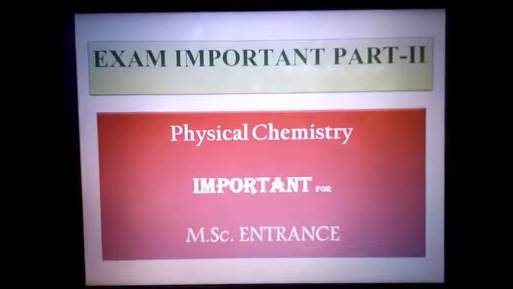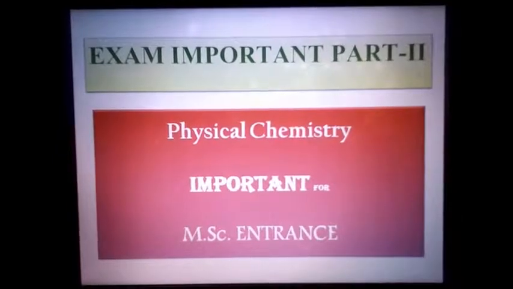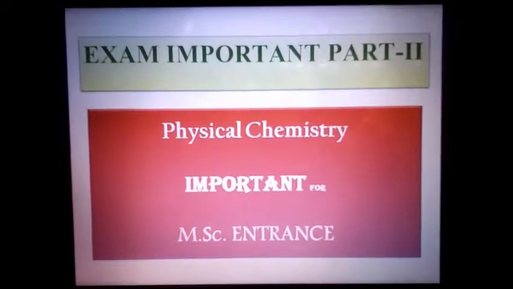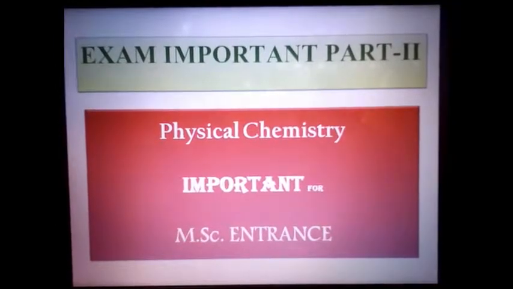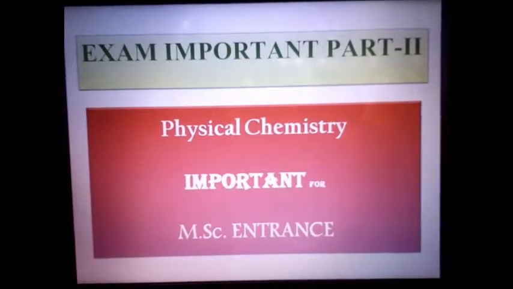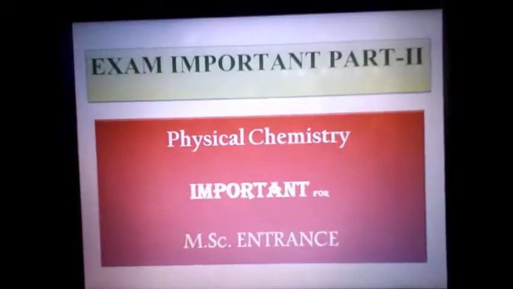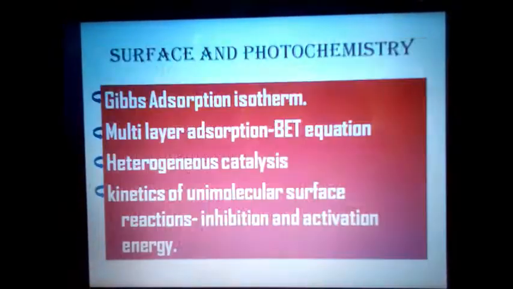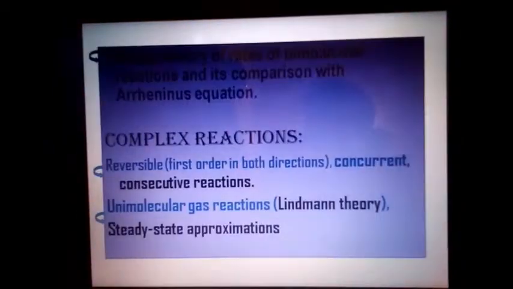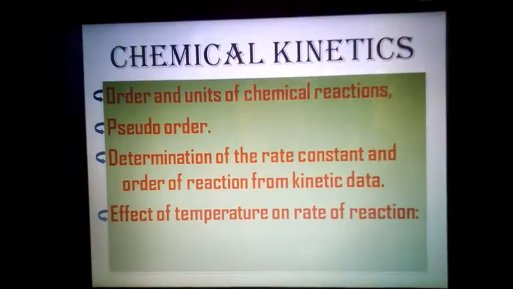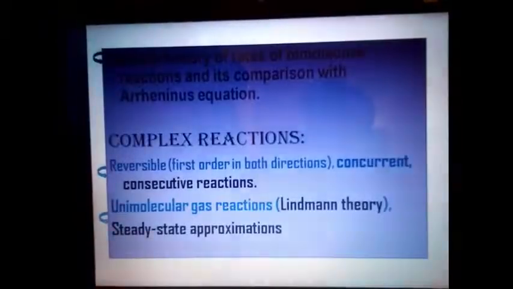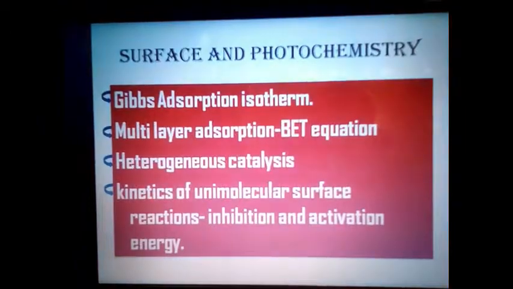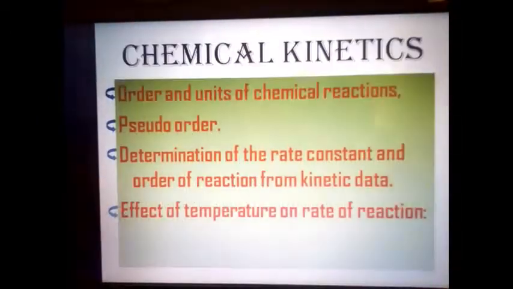So friends, these were the important topics of physical chemistry for M.Sc entrance. And remember one thing, you do not have to learn the derivations, just understand the definitions, concepts and finally the derived equations and the numerical problems based on all these topics, especially from chemical kinetics, photochemistry and nuclear chemistry. Don't forget to solve the numerical problems of these three topics. These are very important topics and they are asked every year.